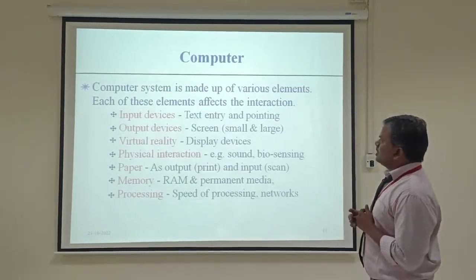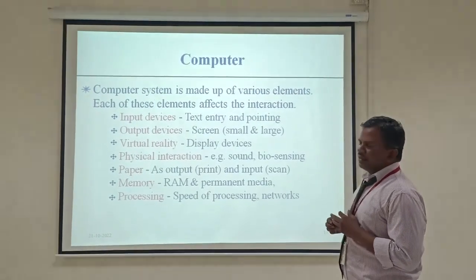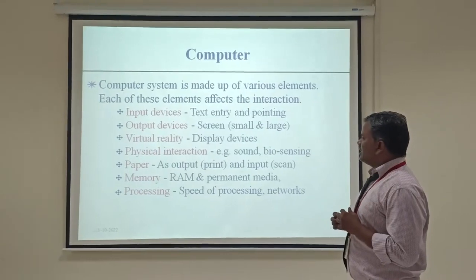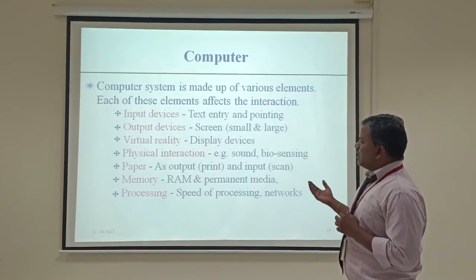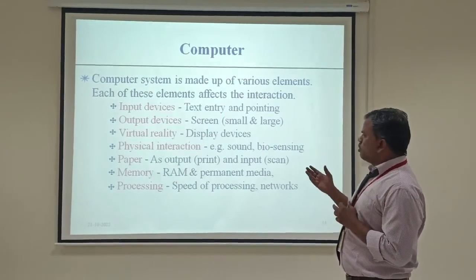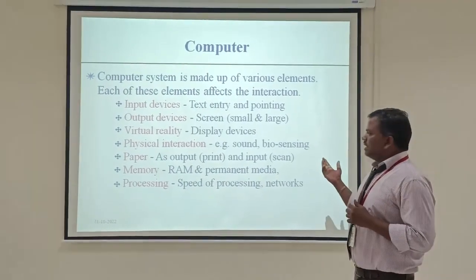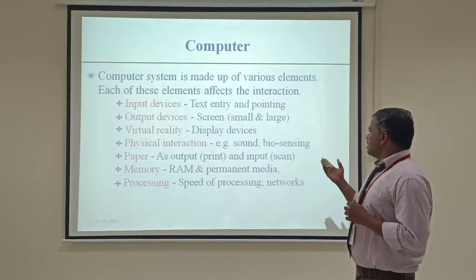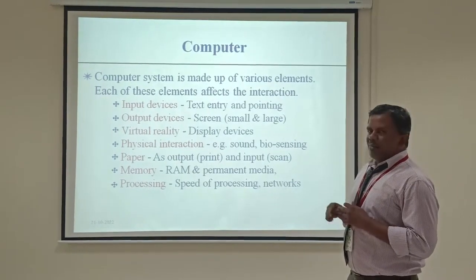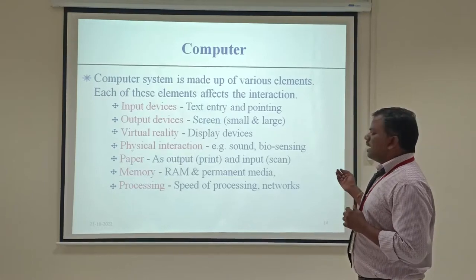Then a computer system is made of various elements. Each of these elements affects the interaction. The elements are input device, output device, virtual reality, physical interaction, paper, memory and processing. Input devices are used for text entry and pointing. Output device: screen, small and large. Virtual reality: display devices. Physical interaction, for example sound and biosensing. Paper as output and input. Memory: RAM and permanent media. Processing: speed of the processing and network-based.